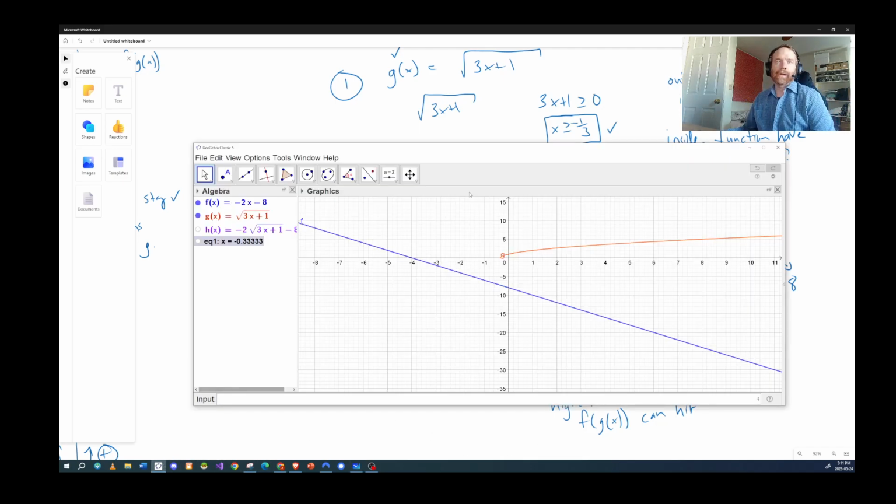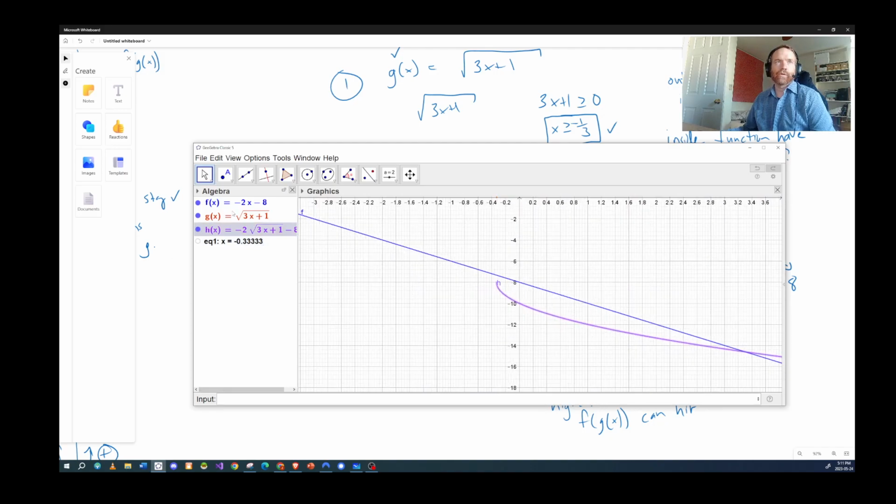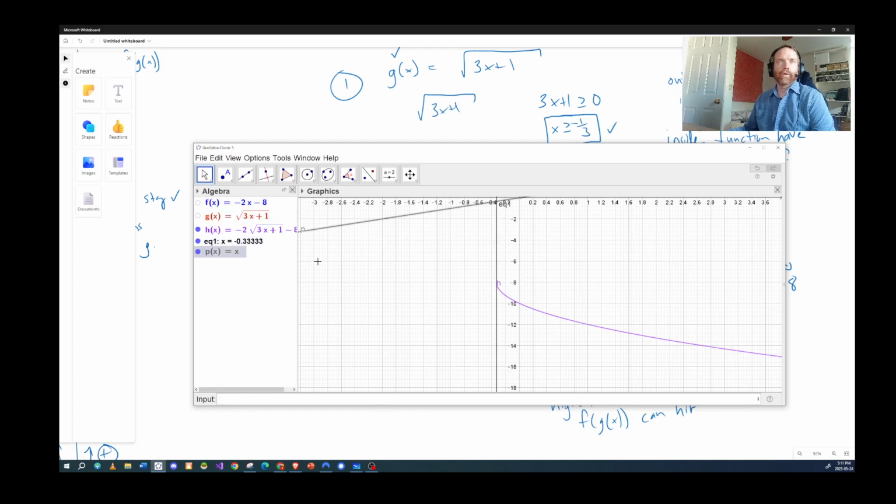Now, let's go back and check. If I type this in, you see that we got the domain. We know the domain was at x equals negative 1/3, but the range should be at y equals negative 8. And true enough, I can find that spot.